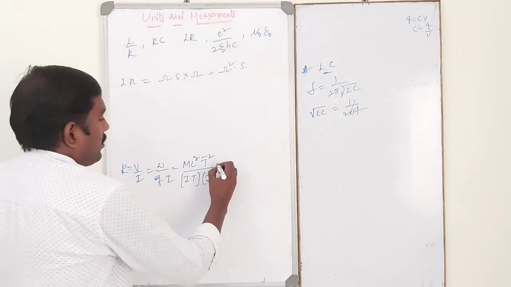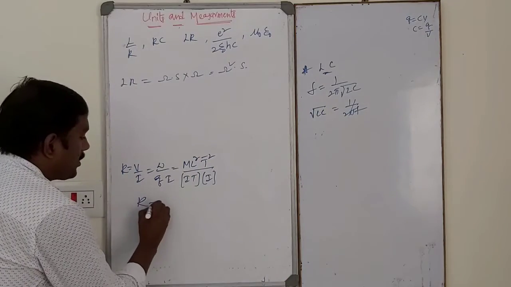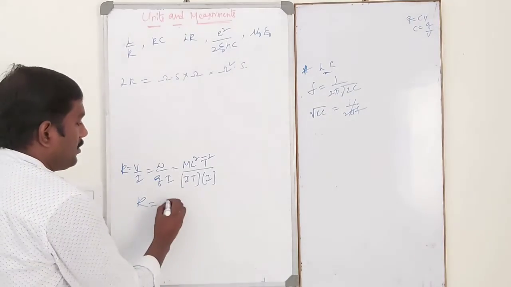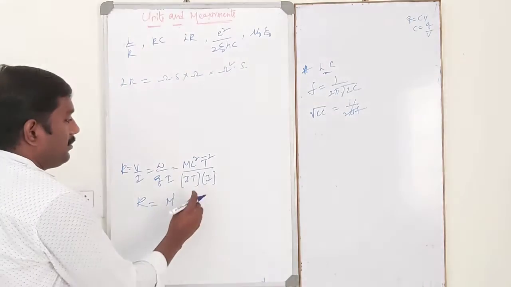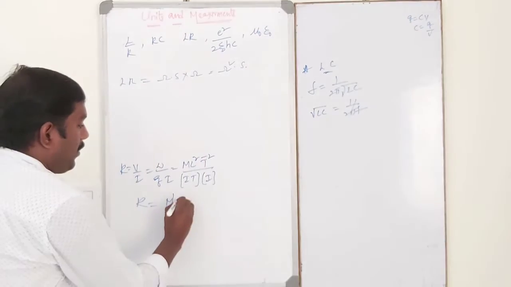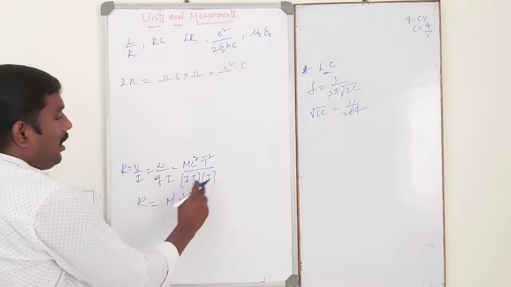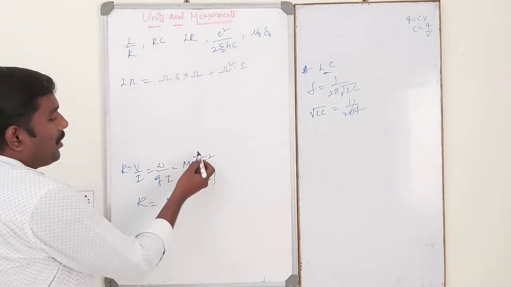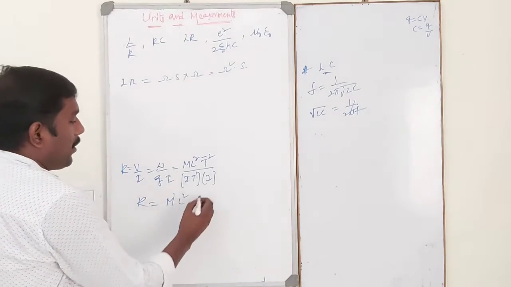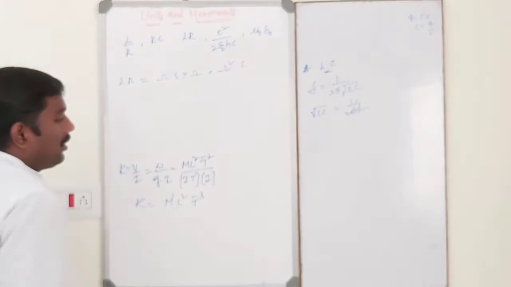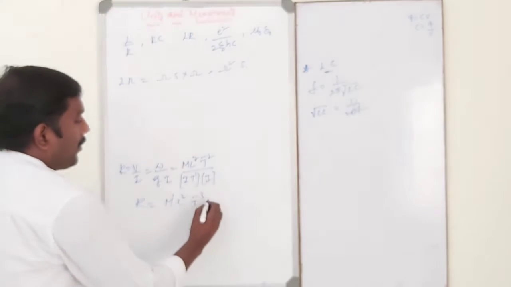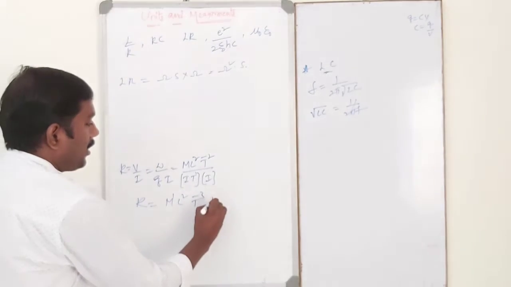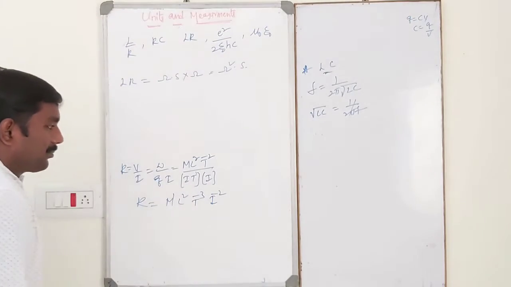Again, resistance R is equal to M power 1, L power 2, and this is T power 1. Taking T power from denominator to numerator, T power minus 3, and I power 2, again taking from denominator to numerator, I power minus 2.